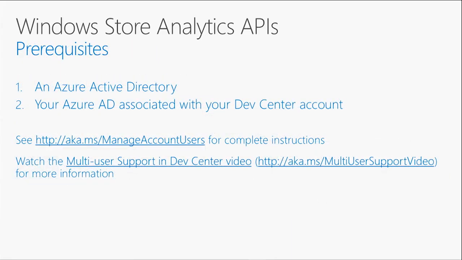So let's talk quickly about how you get set up to use the Analytics APIs. The Windows Store Analytics APIs use Azure Active Directory for authentication. And what this means is that you'll need to have an Azure Active Directory, and that Azure Active Directory needs to be associated with your Dev Center account. Now, I'm providing links to some documentation that explains exactly how to do these things, so I won't go into the details here. But if you're already using the Dev Center's multi-user capability, this is something you've already done.